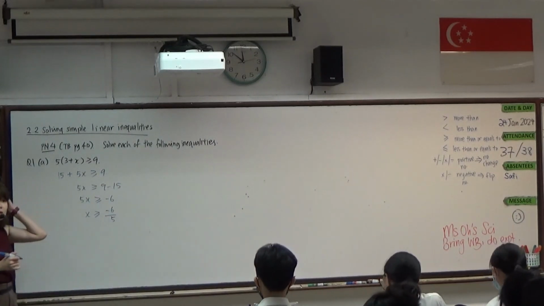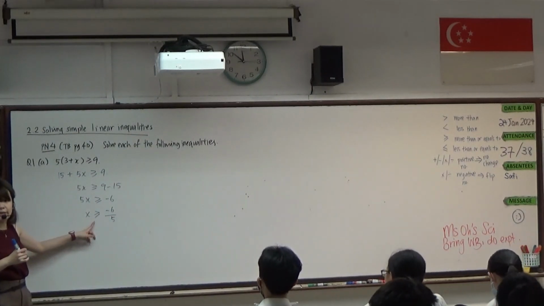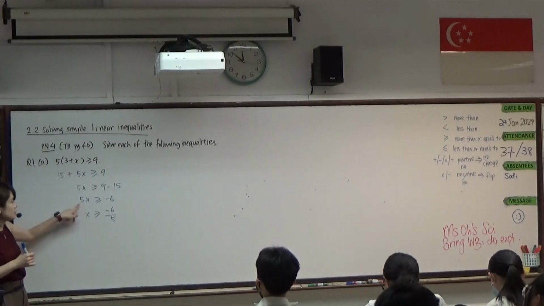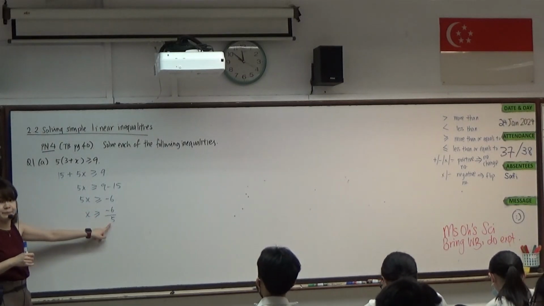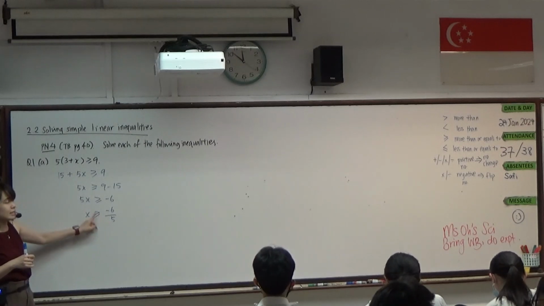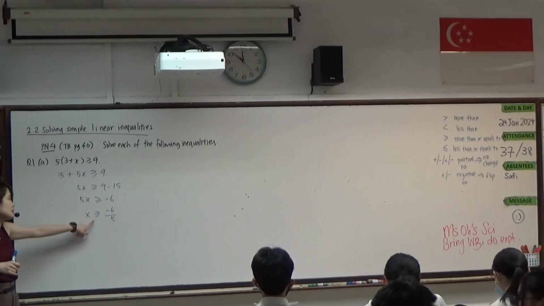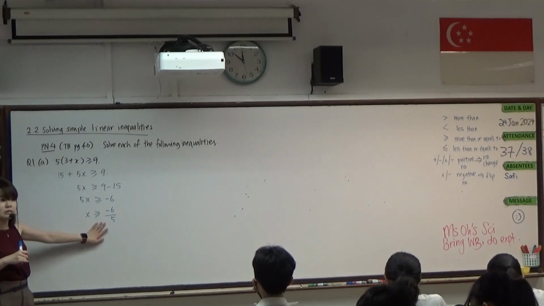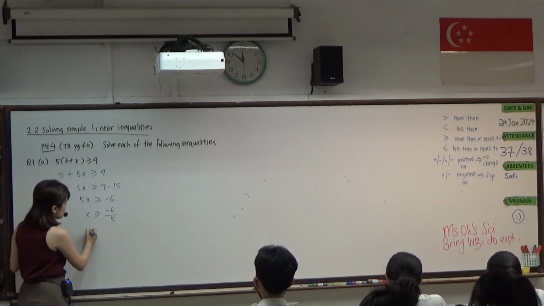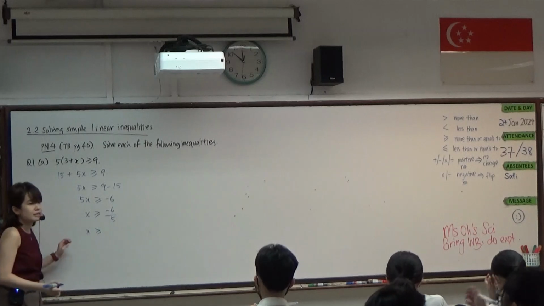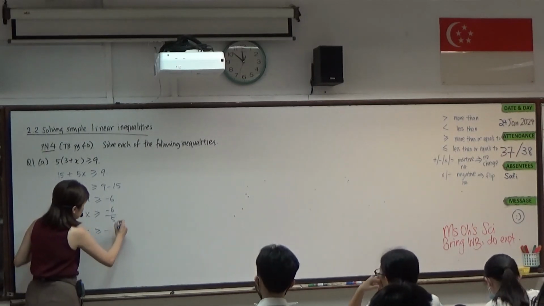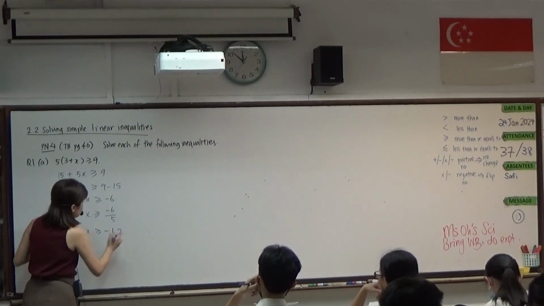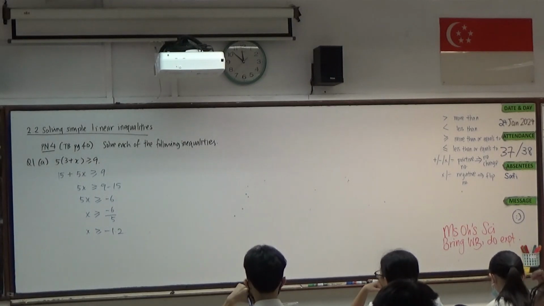You agree? The inequality sign doesn't flip, right? Because we are only dividing by a positive number, so we must be cautious about what it is that we're dividing. It is a positive number, so no change in our inequality sign. You can answer this way in the improper fraction, or you can write it in a decimal or mixed number. They are all equivalent, so negative 1.2. That's fine as well.